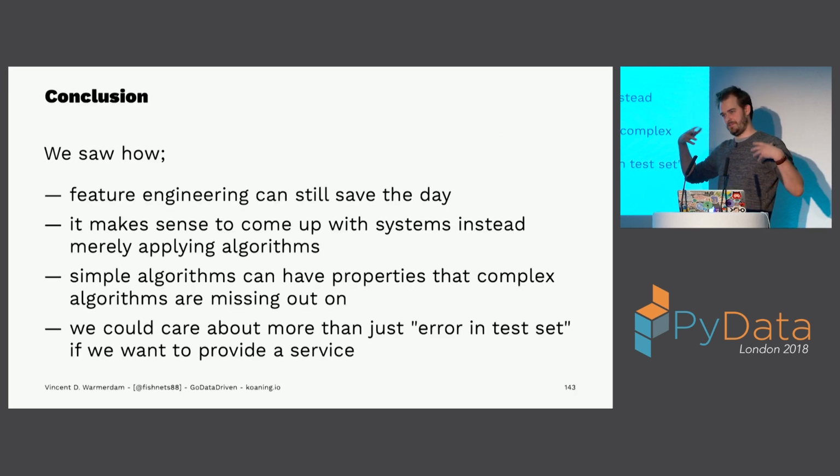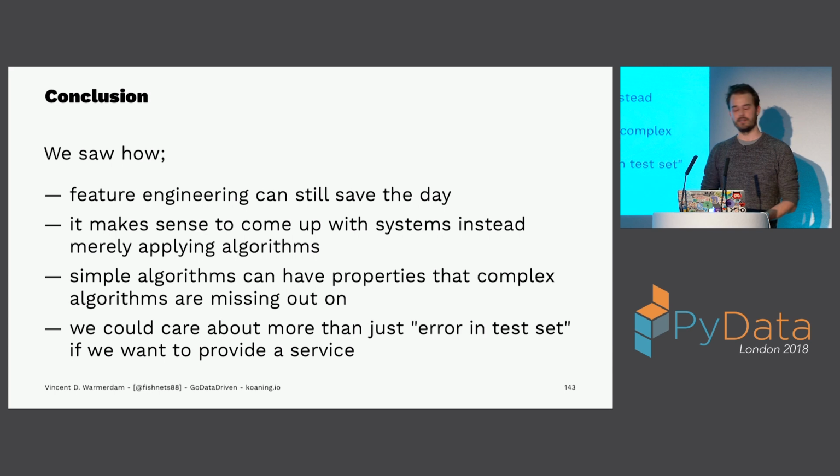I hope that I've somehow inspired you, or at least convinced you that these simple models are still a worthwhile pursuit. Feature engineering can definitely still save the day. And it makes sense to come up with systems instead of mere algorithms. Simple algorithms are cool. Simple algorithms have properties that complex algorithms are simply missing out on, and we should care about more than just error in the test set if we want to provide a service. I hope I've given a glimpse of all the other things that you could be looking at that are actually highly beneficial.